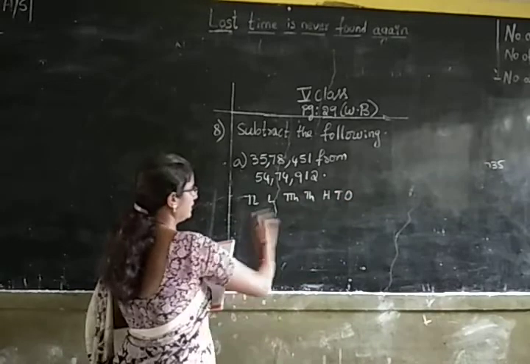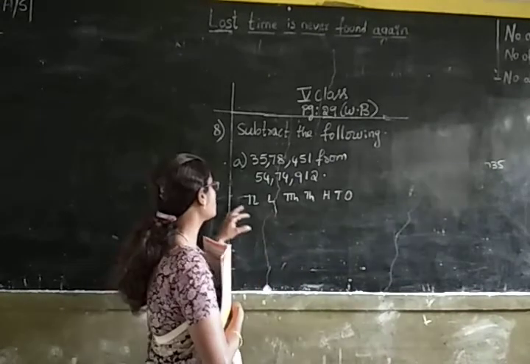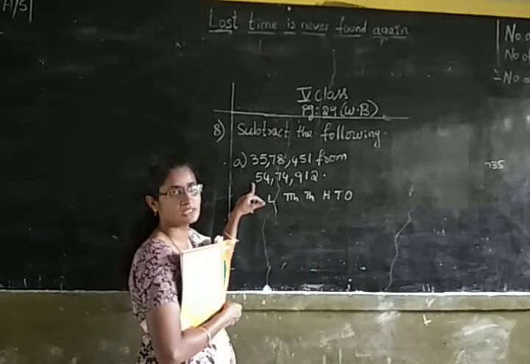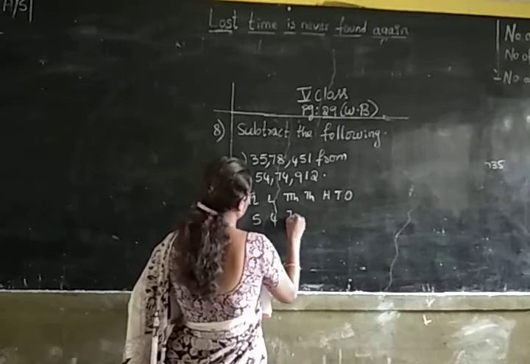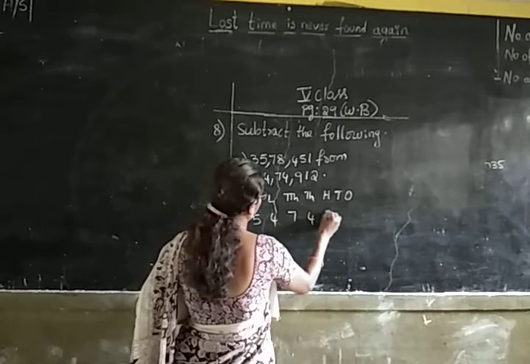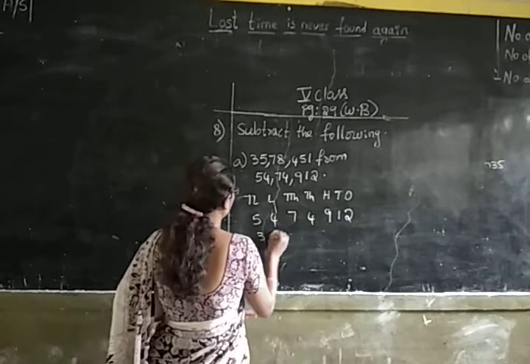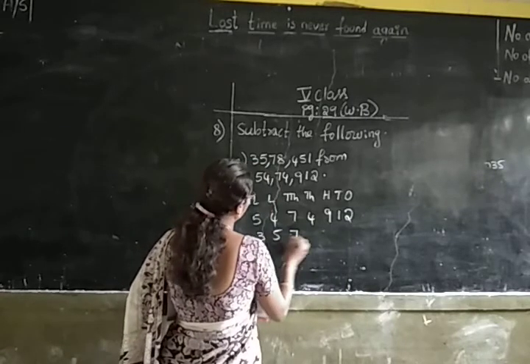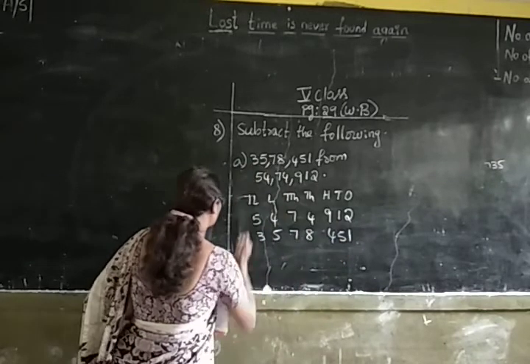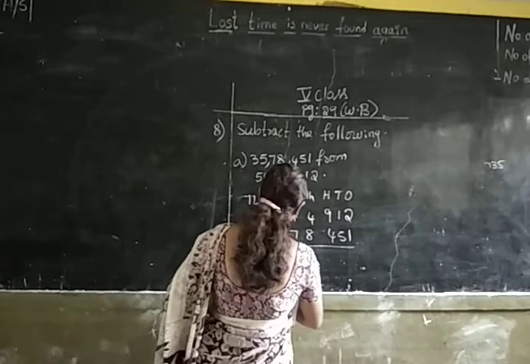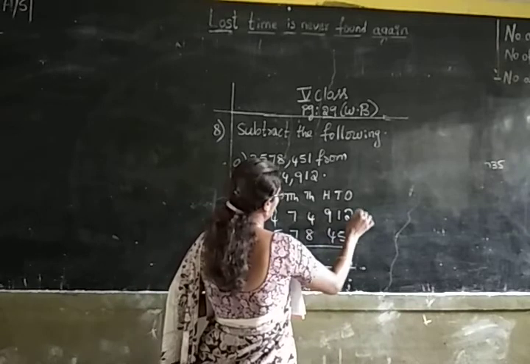10 lakhs, lakhs, 10,000, thousands, hundreds, tens, ones. After writing the places, you arrange the numbers in columns. Before arranging the numbers in columns, you have to check which is the big number. So this is the big number, so you have to write it first. 54,74,912. After that, you have to arrange 35,78,451. Here you have to do subtraction. So the symbol for subtraction is minus. You always have to subtract the numbers from one's place.